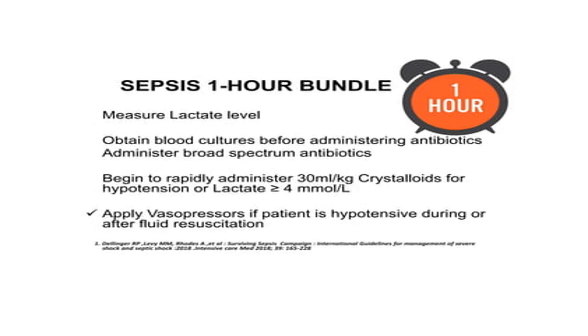The VAP bundles to prevent pneumonia in the patients, CAUTI bundles to prevent urinary infection in the patients, and the central line bundles to prevent central line infection in the patients. We have to follow these, along with the sepsis 1 hour bundles, also very important to decrease the mortality. So always remember these points.